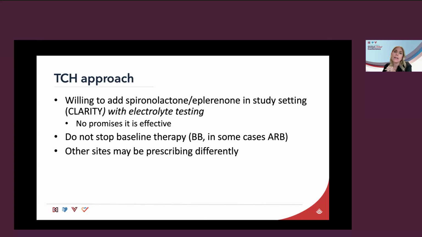There's not a trial. And so what we do is if someone is interested in trying one of these meds, we will consider starting it if we think they meet criteria in a study setting. We have a long-term study going on vascular EDS. We test electrolytes because they can be affected. We have no idea if it's going to work because a lot of mouse studies don't work in humans. We do not stop the baseline therapy, which is a beta blocker and ARB for many patients, but other sites might be prescribing it differently. We're all learning right now. A lot of people aren't prescribing them. And so this is totally new territory for us all.